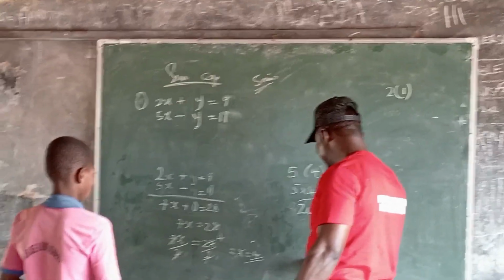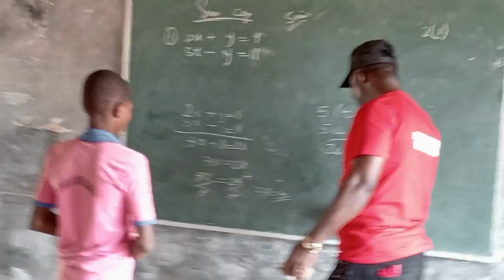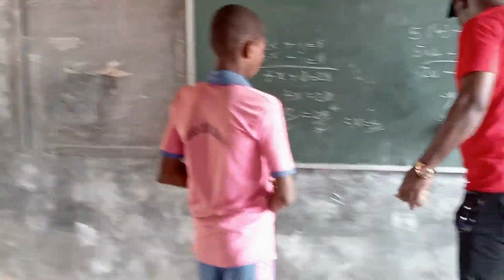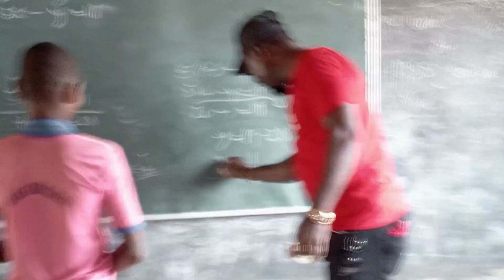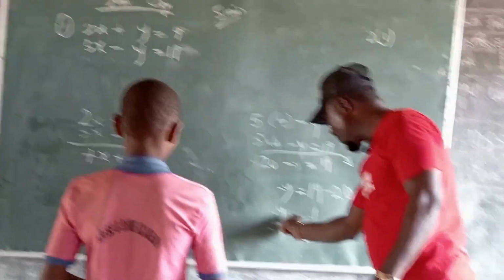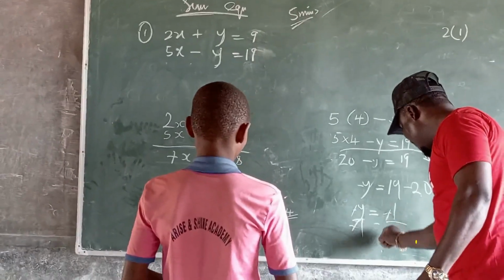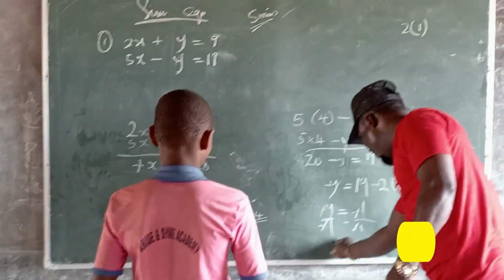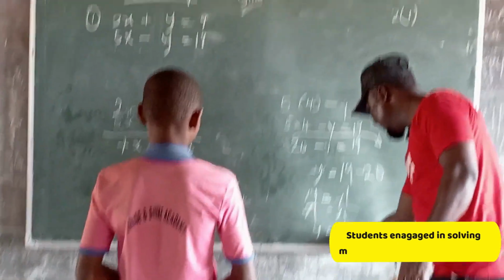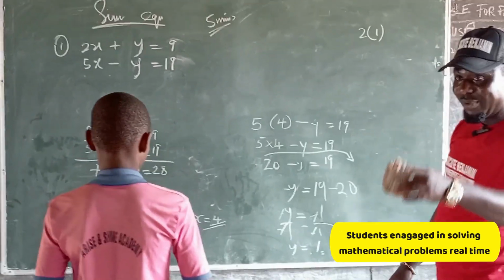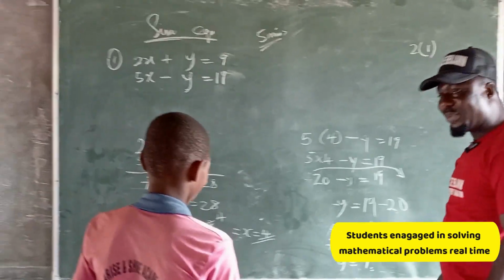So you cannot have negative y. All you just do is to divide both sides by minus 1, minus 1. So this will cancel out this. This will cancel out this. So what you have, y is equal to 1. That lady got y equals to 1, but you couldn't explain the process.